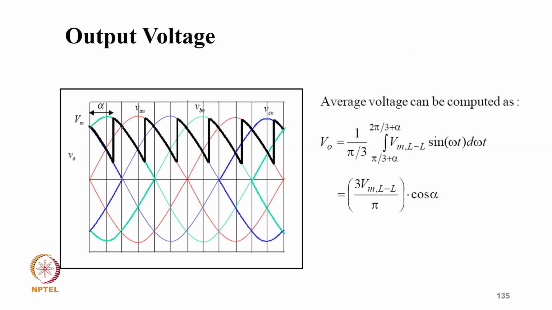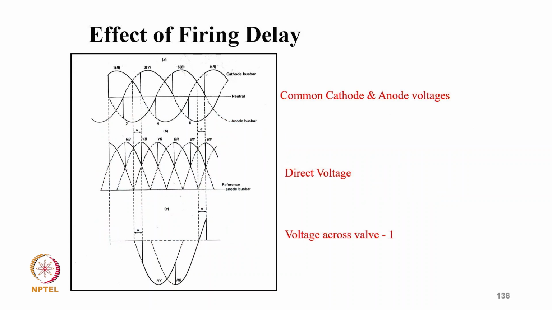This is typically the output voltage, shown in black, for different firing angles. Here the average voltage can be calculated as Vo equals 1 upon pi by 3, integral from pi by 3 plus alpha to 2 pi by 3 plus alpha of Vm line sin omega t d omega t. That comes to 3 Vm line to line divided by pi, into cos alpha. That is the average DC voltage of this output waveform. Then you can see the effect of firing delay on the common cathode and anode voltage, the output direct voltage, and the voltage across valve 1.